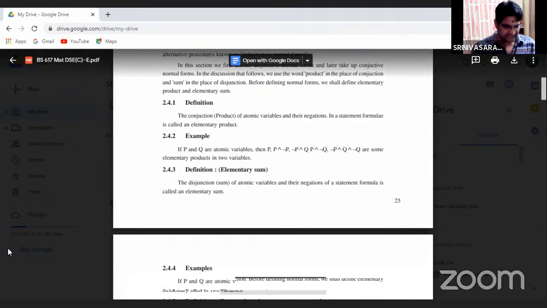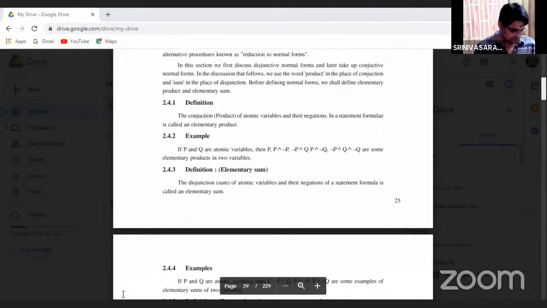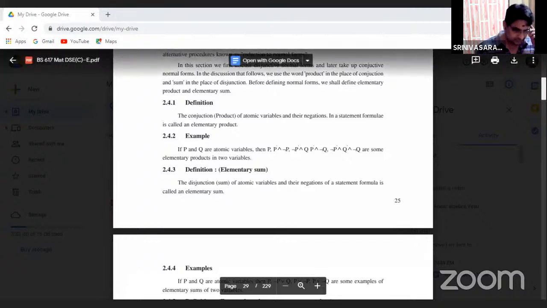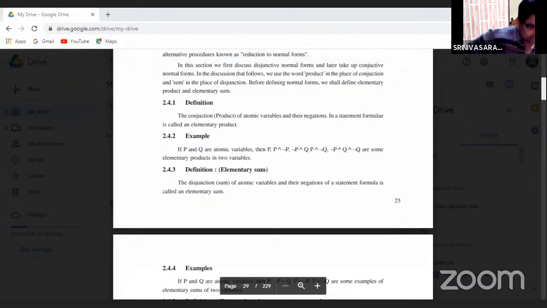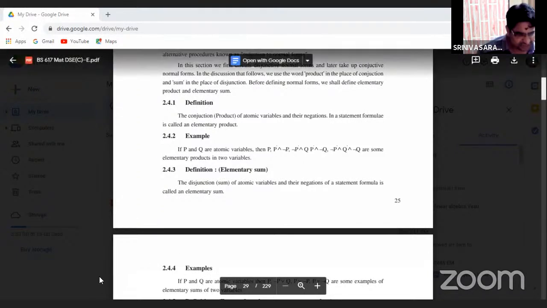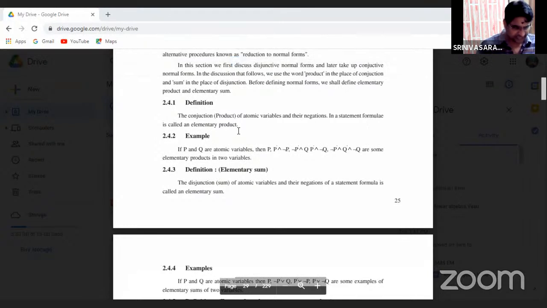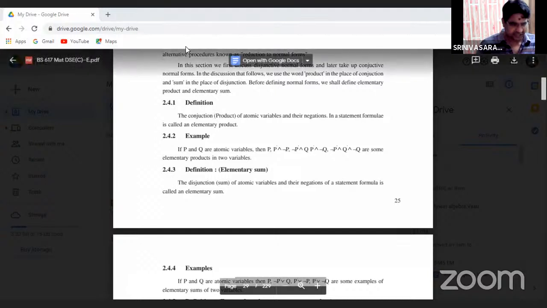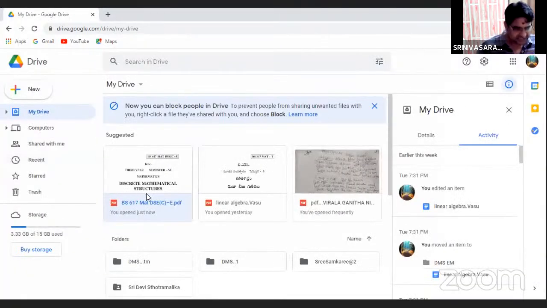Please stay on the line just a minute. The conjunction of atomic variables and their negations in a statement formula is called an elementary product. Suppose P1, P2, P3, here n is greater than or equal to 6. Just a minute.